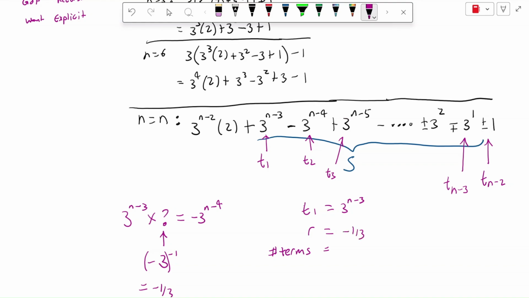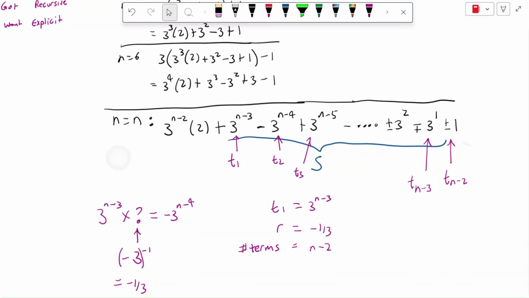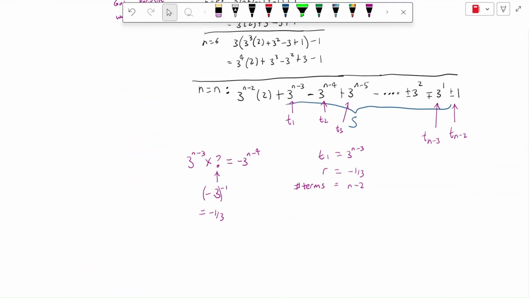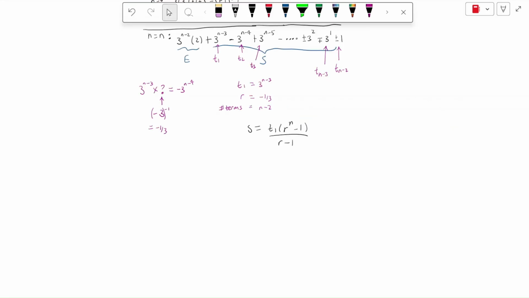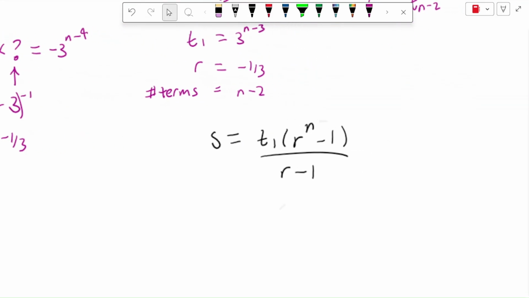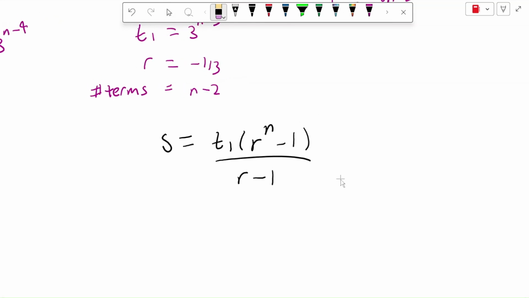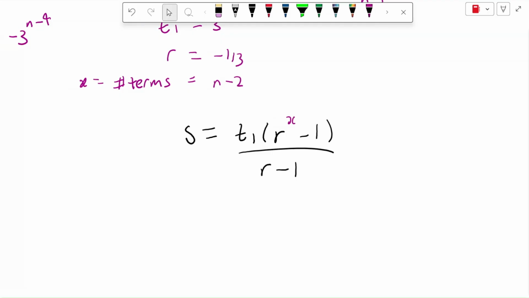And the number of terms, we sort of discussed it here, but it's n take 2 terms. So now we can plug everything into our formula. And that formula was T1 R to the n take 1 over R take 1. So that would be S is T1 R to the n take 1 over R take 1. Now, our geometric formula would normally have n in it, but we don't want it to be n necessarily. I'm just going to call this thing x up here. X is the number of terms, which is n minus 2. So you're going to be really careful about that with this formula.